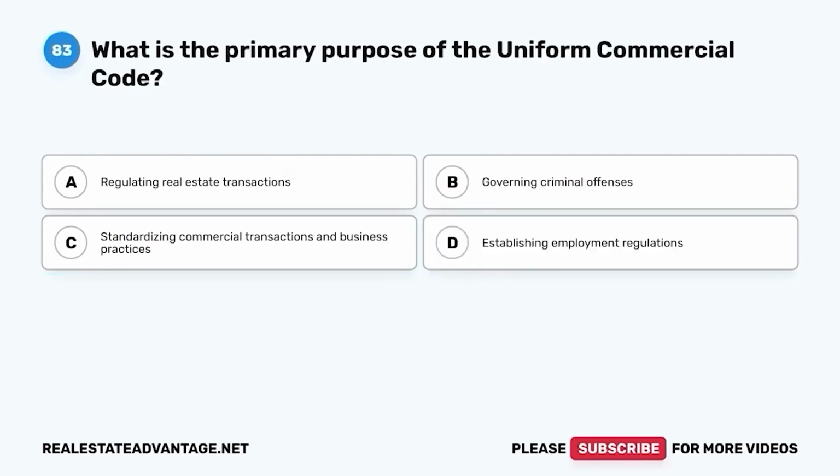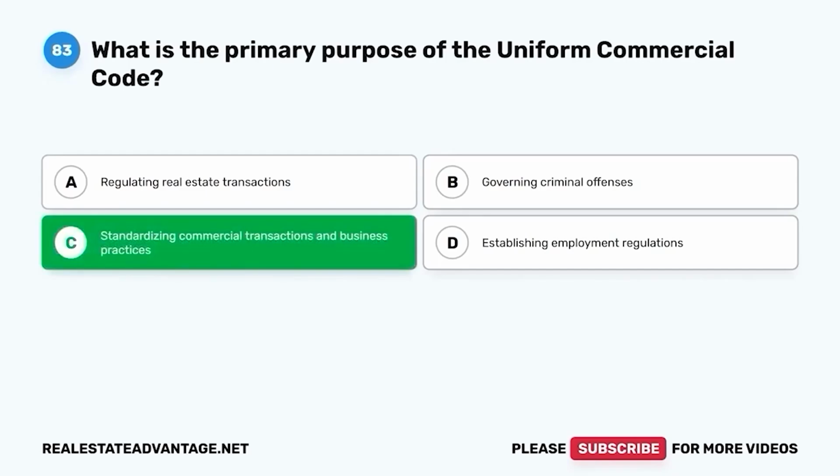What is the primary purpose of the Uniform Commercial Code? A. Regulating real estate transactions. B. Governing criminal offenses. C. Standardizing commercial transactions and business practices. D. Establishing employment regulations. The correct answer is C. Standardizing commercial transactions and business practices.